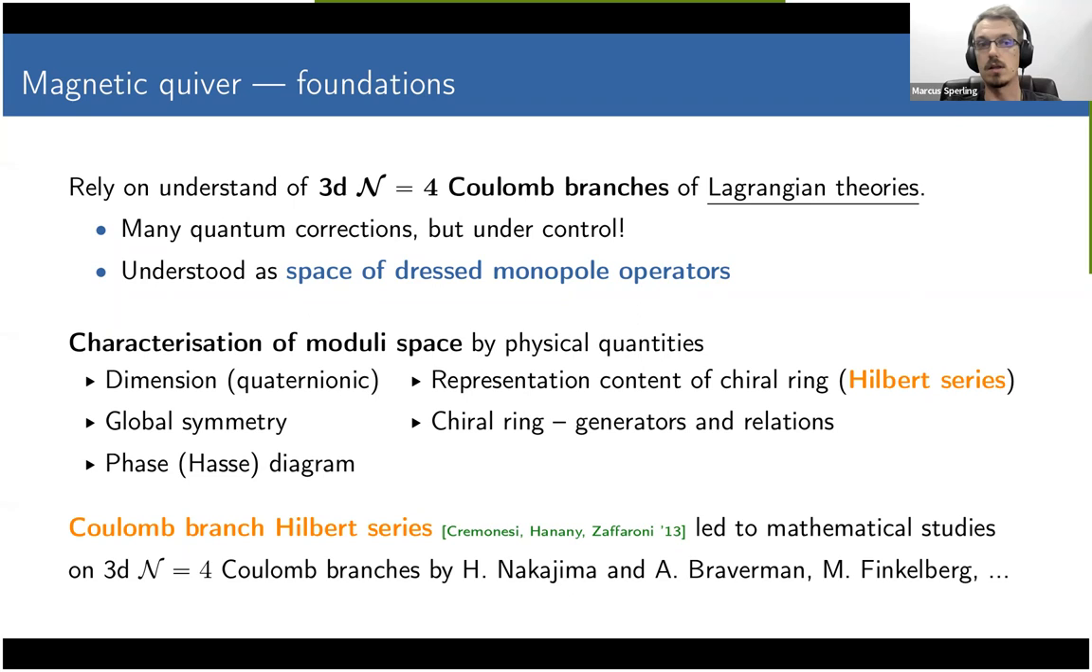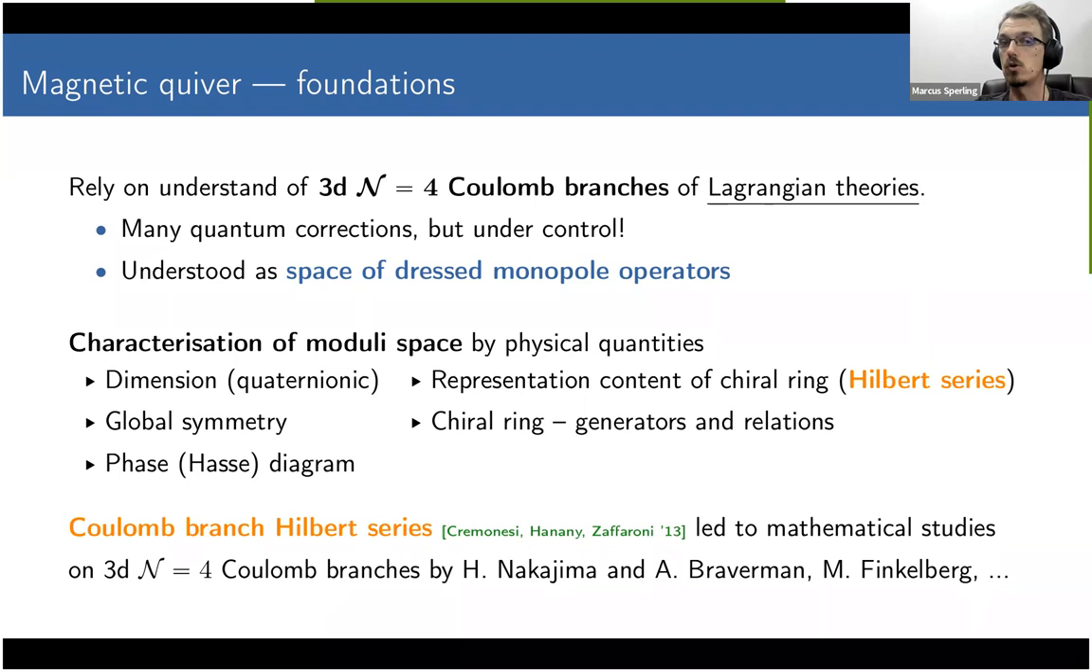These are more special in the sense that only the 3D N=4 Coulomb branches are hyperkähler spaces. But it's also very different from the Higgs branch in the sense that it is not classically exact. So there are a bunch of quantum questions that we need to take into account. We cannot just form gauge invariant combinations of microscopic fields that we have in some UV description, but actually we need to use something called monopole operators.